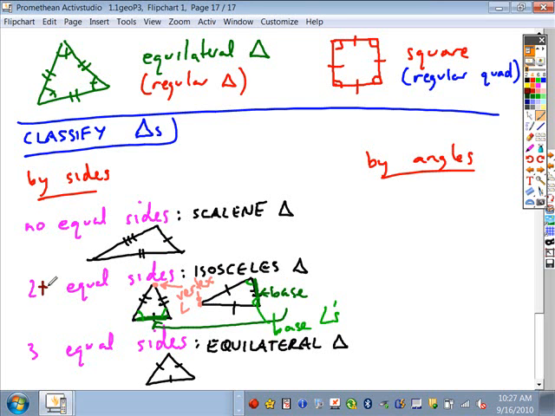So this brings up the question, if I were to give you this figure, would this figure be classified as scalene? Would it be classified as isosceles? Would it be classified as equilateral? No. What if I gave you this figure? Would this be classified as scalene? No. Would it be classified as isosceles? Yes, because it has two or more equal sides. And would it be classified as equilateral?